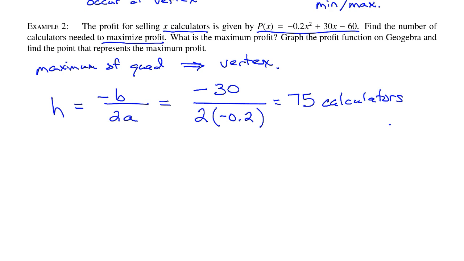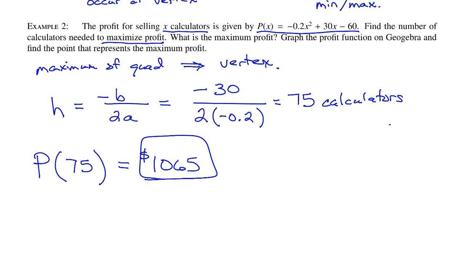So then, what is the maximum profit? To find that, I'm going to plug 75 into the P function, and that will tell me the actual amount of money made in profit from selling the 75 calculators. Well, if you plug this into the P function, you get $1,065. And there you go. By selling 75 calculators, we make a maximum profit of $1,065.